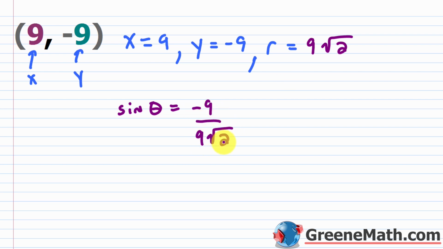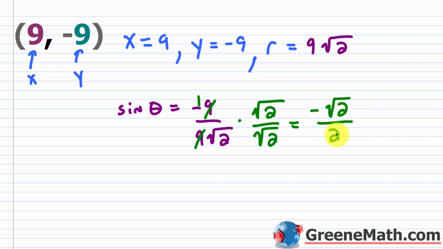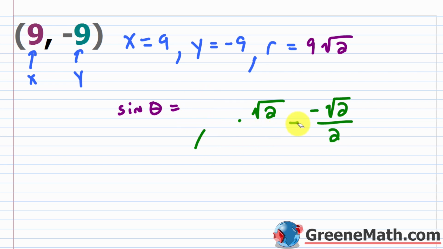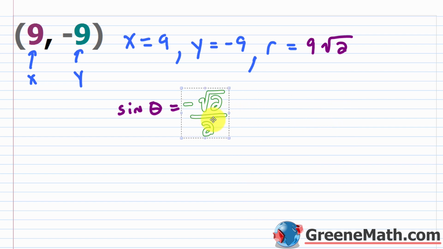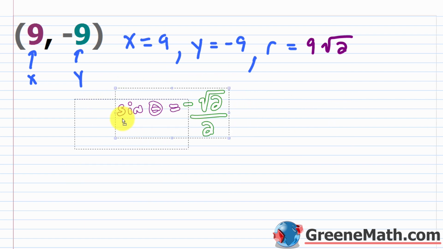Well, we know we want to rationalize this denominator. First off, we can simplify this because this would be -1, but we want to rationalize this. So let's multiply the numerator and denominator by the square root of 2. And this would give us what? It would give a negative square root of 2 over 2. So that would be your sine of theta. So let's erase this and make this a little bit cleaner. We'll bring this down and bring this a little bit over.